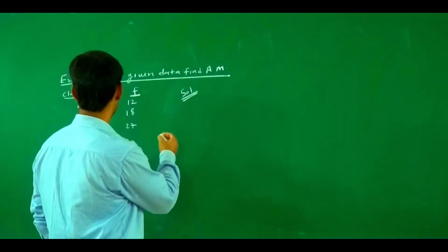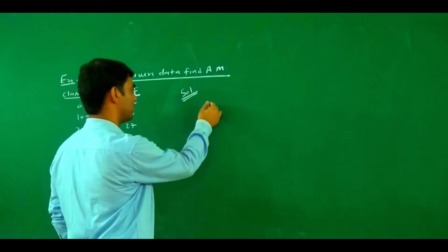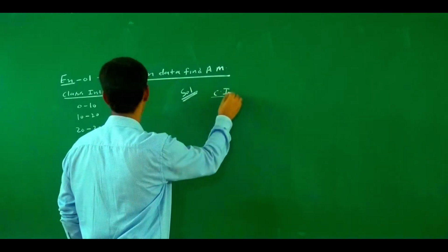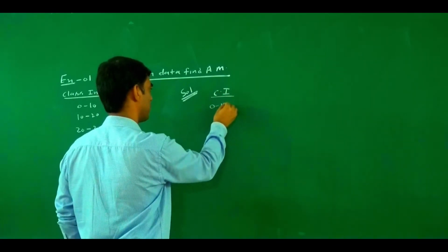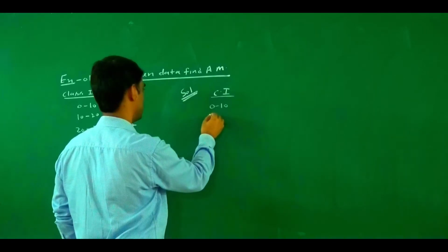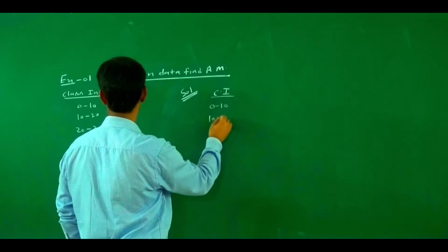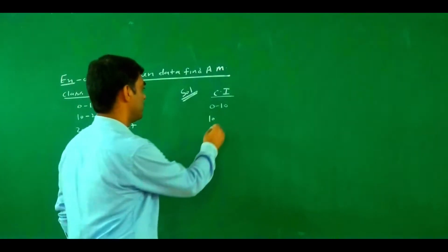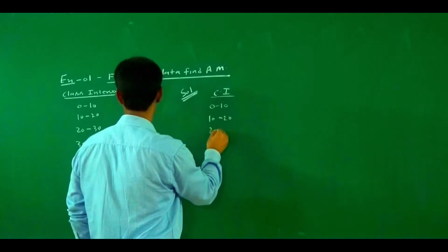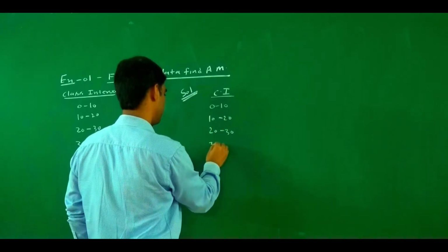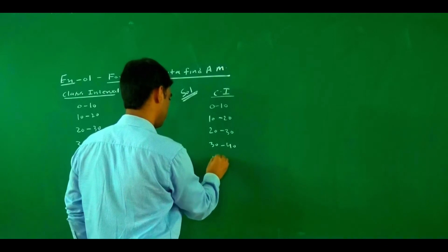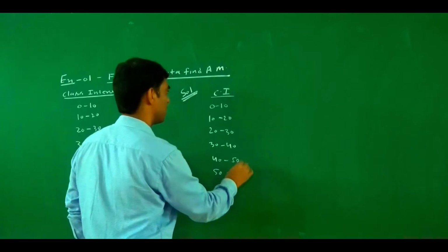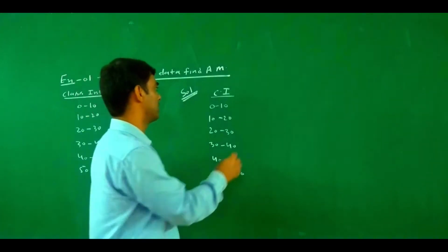Here we just write the class interval. In the solution, we write the class intervals: 0 to 10, 10 to 20, 20 to 30, 30 to 40, 40 to 50, 50 to 60. Then we find the mid value of these class intervals.